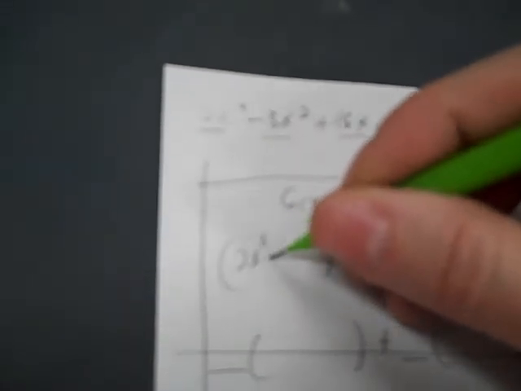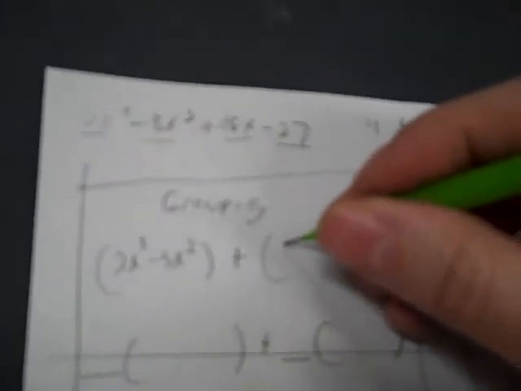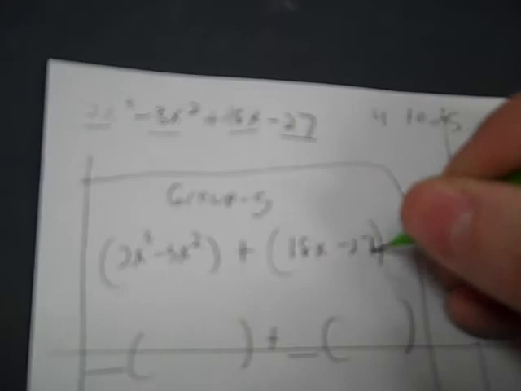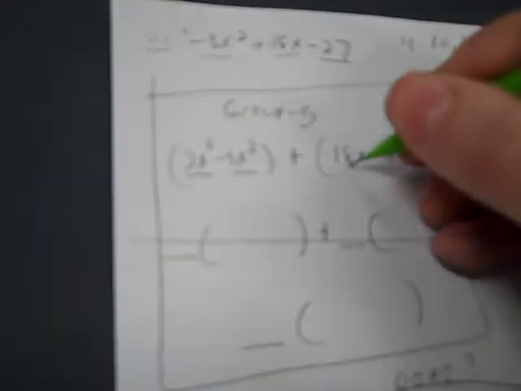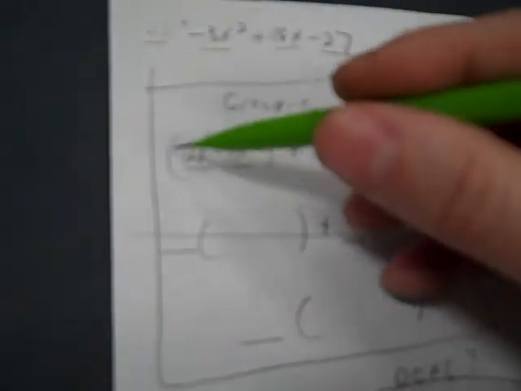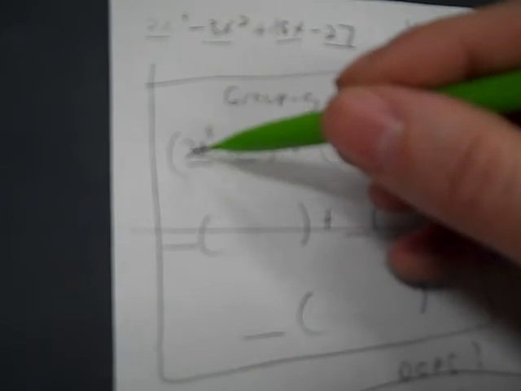So here's how you group. It's grouping for a reason. You group the first 2, 2x³ − 3x², and you group your next 2, which is going to be 18x − 27. Okay, now what you try to do is come up with the GCF for just each one. Now here, you don't need a negative because that's positive.